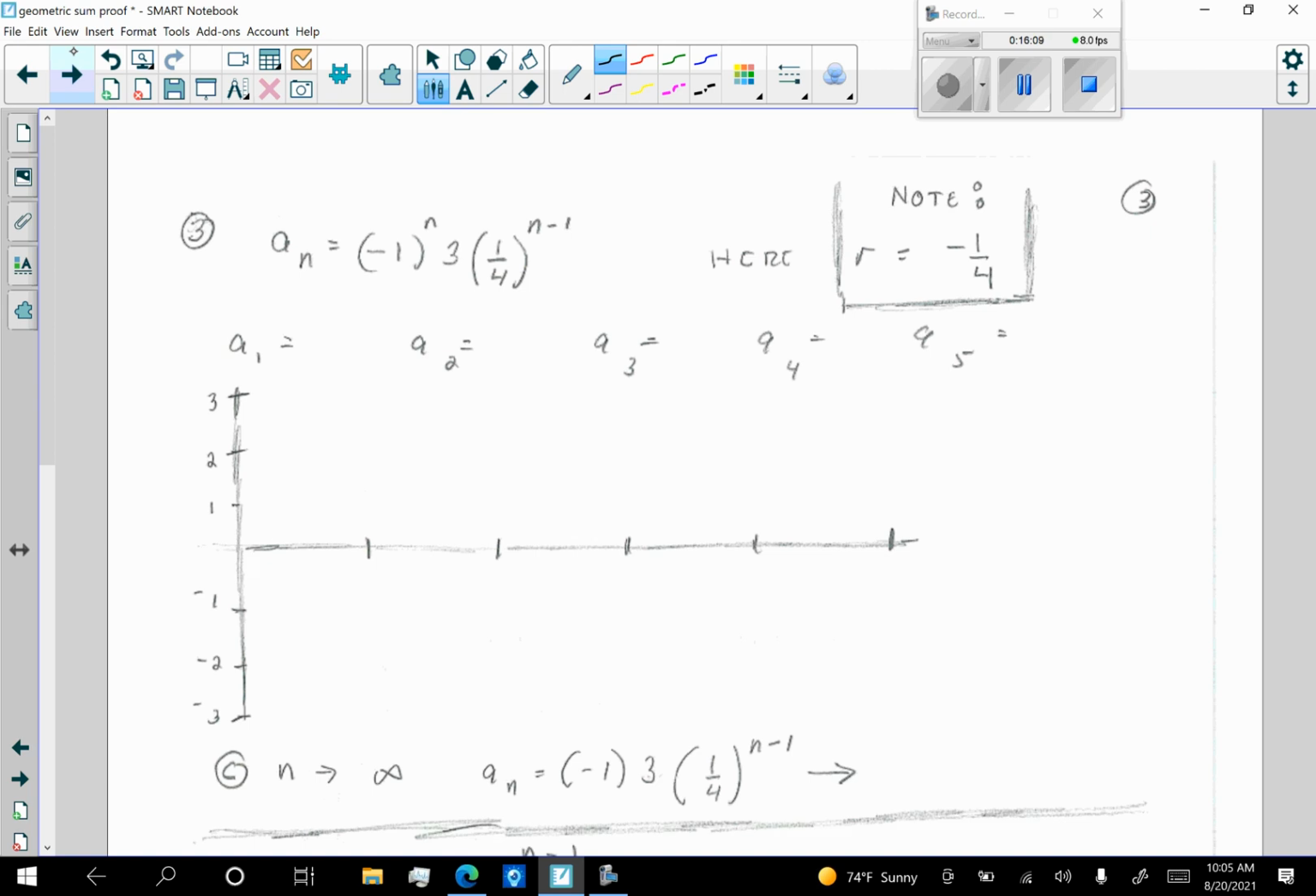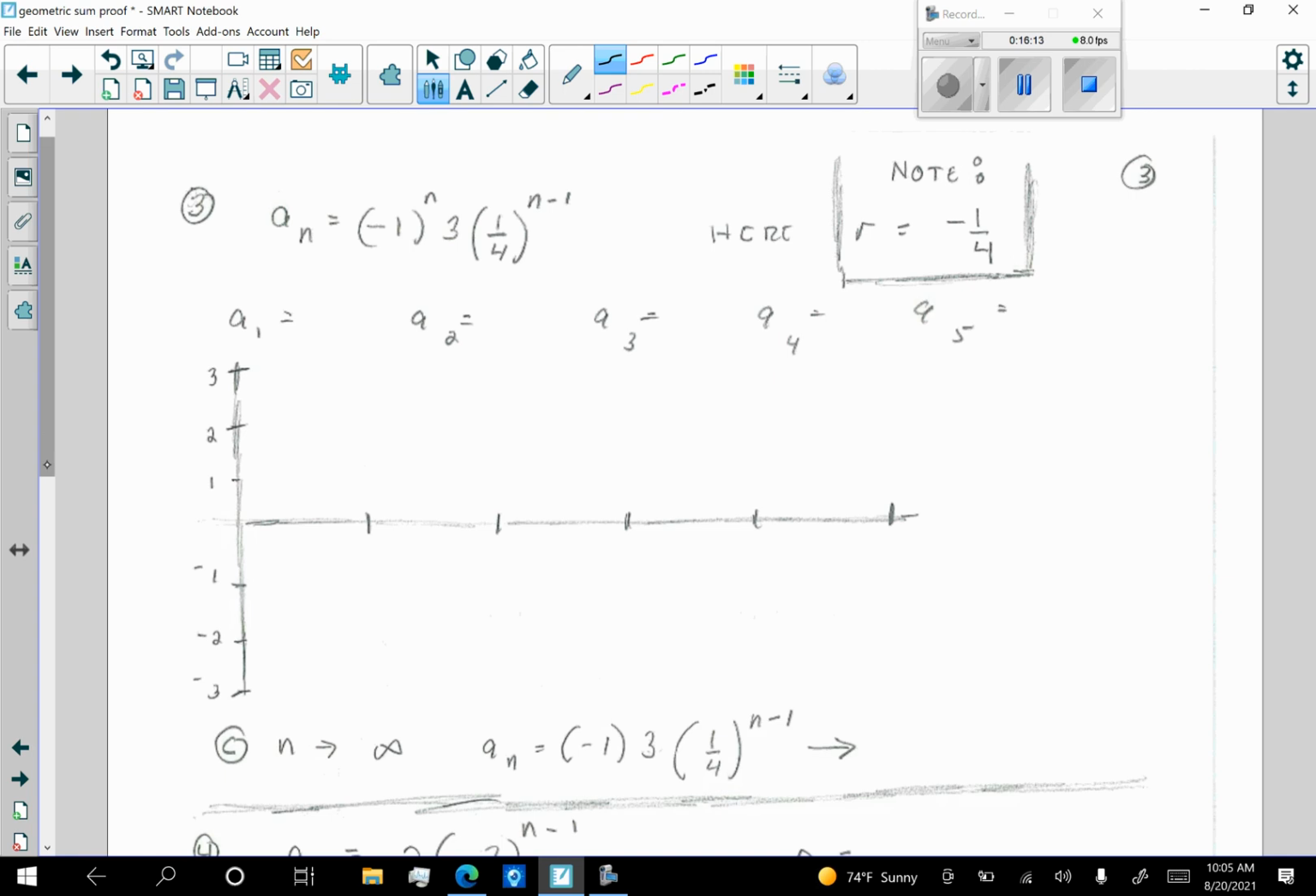Oh, I even helped you out here on number 3. Because if you look at number 3 just for a moment, sometimes it might not be easy to see that r is indeed negative 1/4. Let's find a couple terms and see if we can convince ourselves that r is negative 1/4. Let's put n equals 1 in. If I put n equals 1, negative 1 to the 1 power is negative 1. 1/4 to the 1 minus 1, what's the first term? Negative 3. The first term is indeed negative 3.